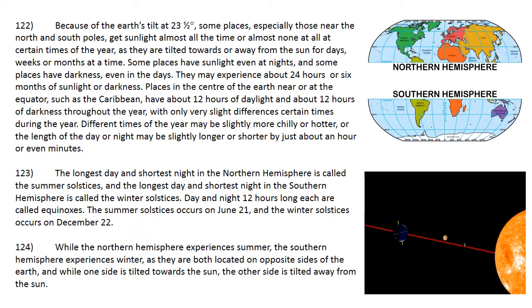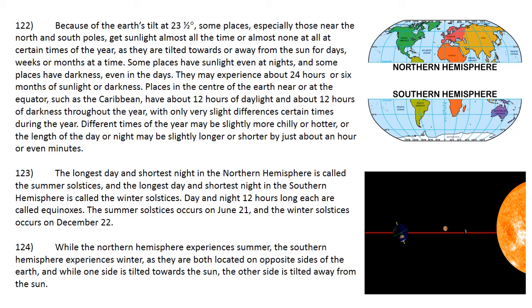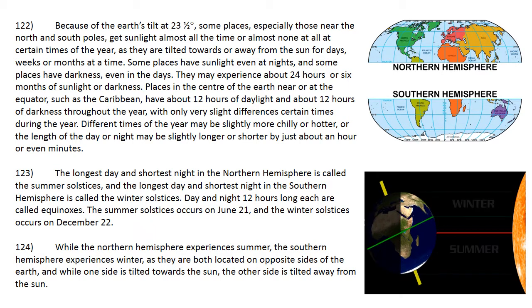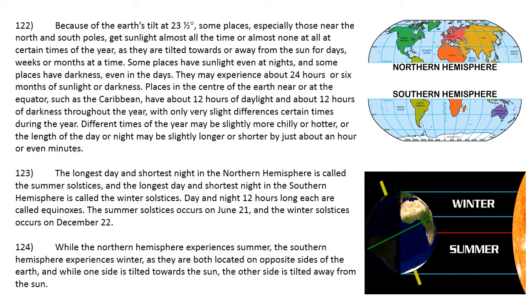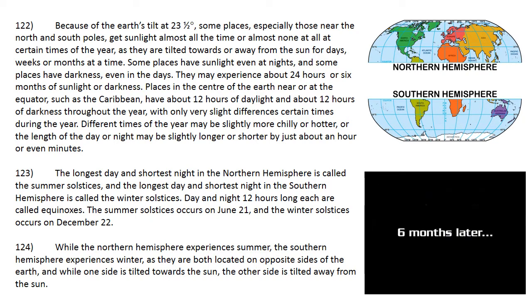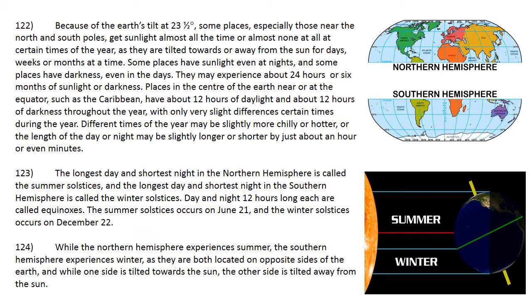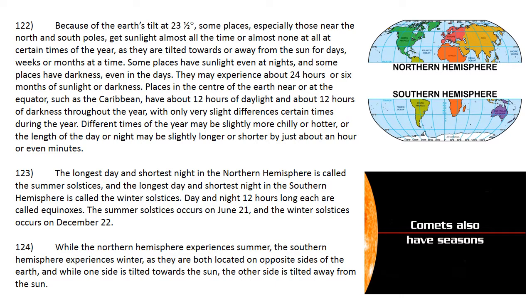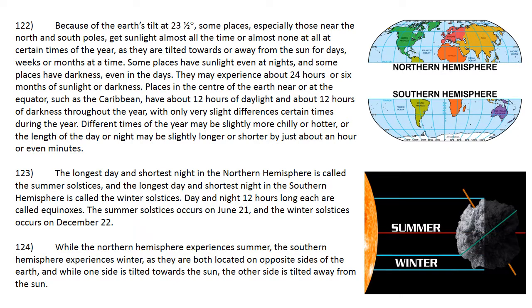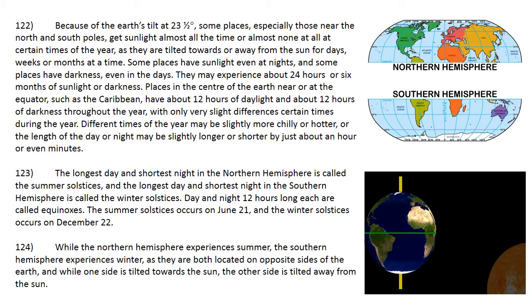There may be slight differences of just a few minutes of daylight or nighttime, or maybe just about 1 hour at the most difference. But generally, for places like the Caribbean that are at or near the equator, we have light and darkness of about 12 hours each day.